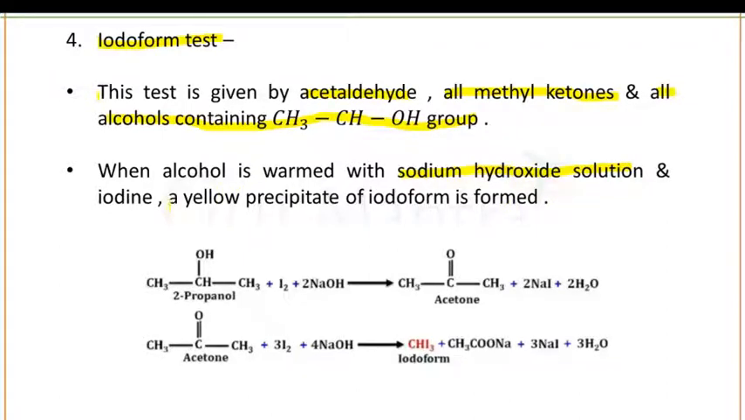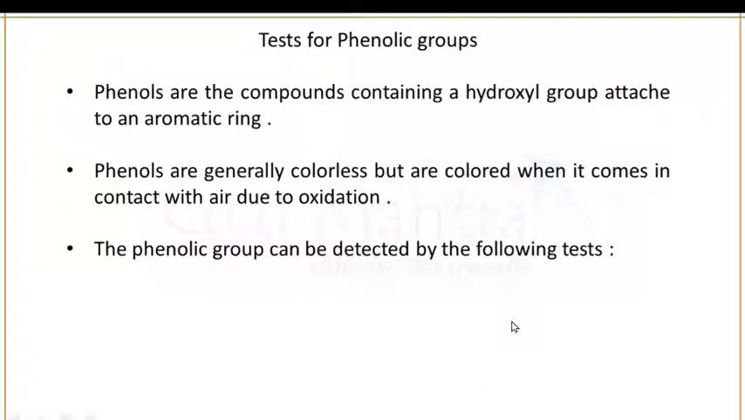It means if you have an alcoholic compound, for example 2-propanol, when reacting with iodine I2 in presence of sodium hydroxide, this will lead to the formation of acetone, a ketonic compound, plus 2NaI plus 2H2O, and this will be your yellow colored precipitate. Next is test for phenolic groups.